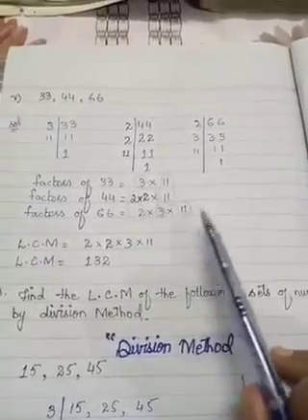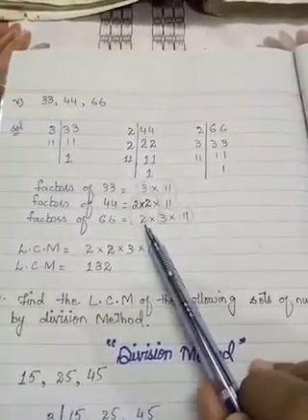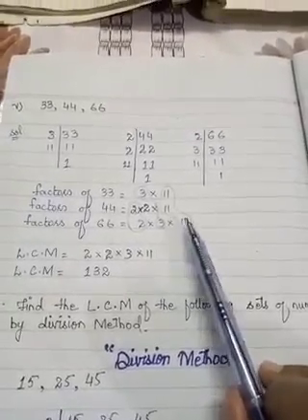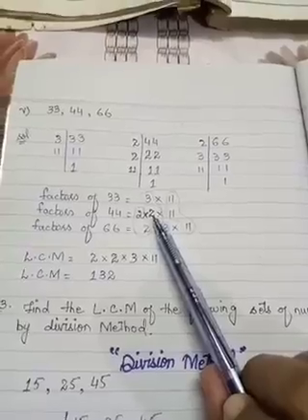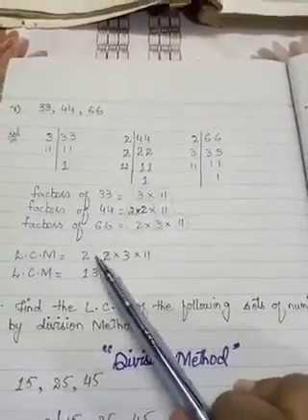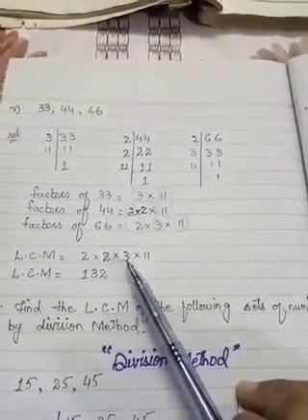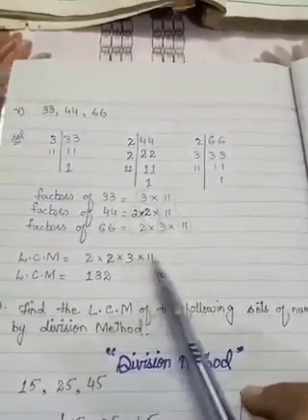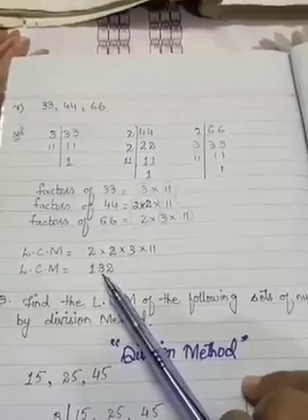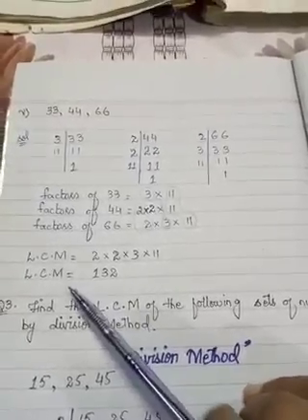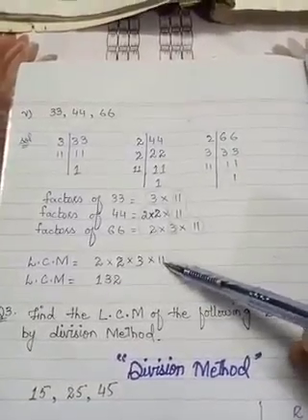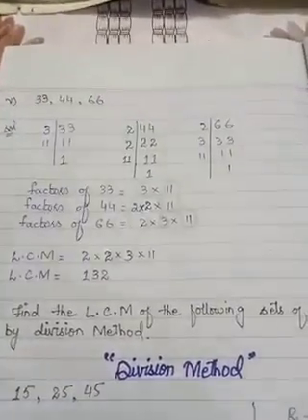What are the common factors you have? We have the common factors 2, 3, 11. And what remains behind? This 2 is a non-common factor. We will write it here: 2 multiplied by 2 multiplied by 3 multiplied by 11. 2 2s are 4, 4 3s are 12, 12 11s are 132. In this way, we find out the LCM of these 3 numbers, that is the product of all common and non-common factors.